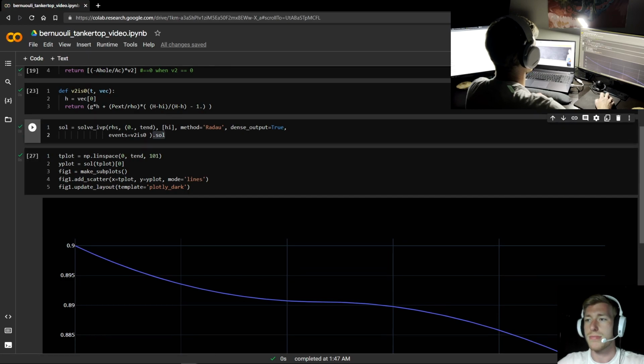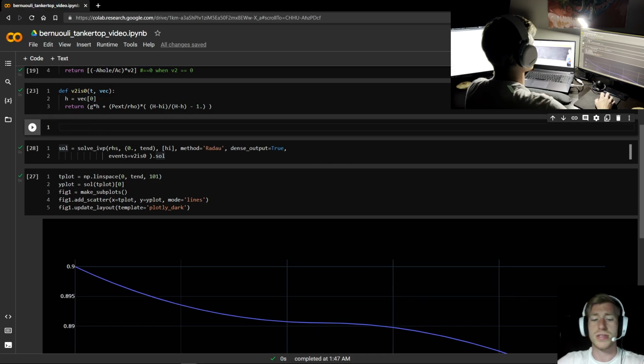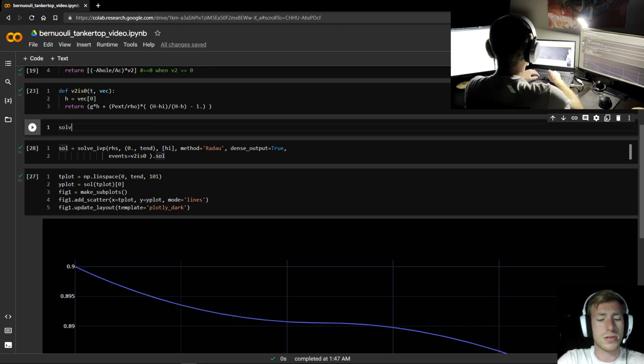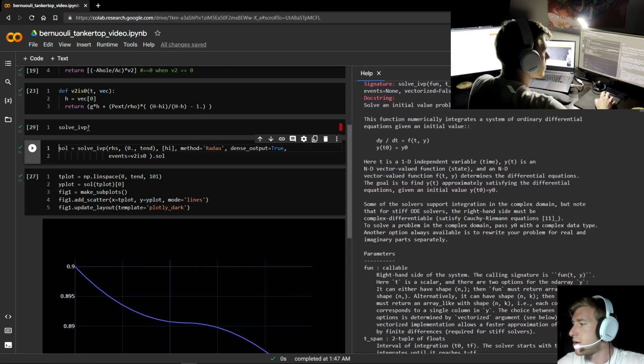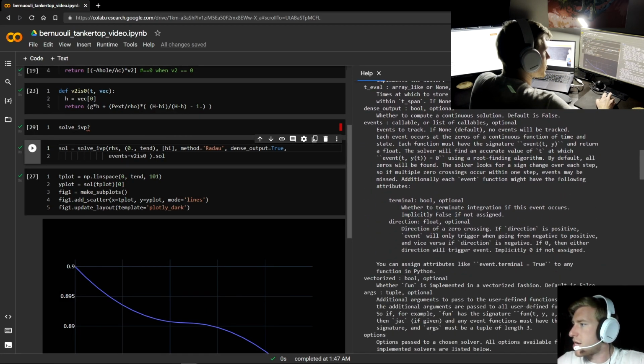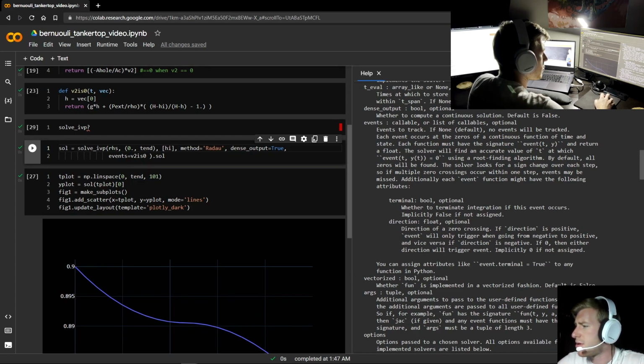Okay. Why did it not do that? It said there was a t event. Did it not stop when solve_ivp, enter? Okay, check events. Terminal. Okay. We want to terminate the integration if this event occurs.